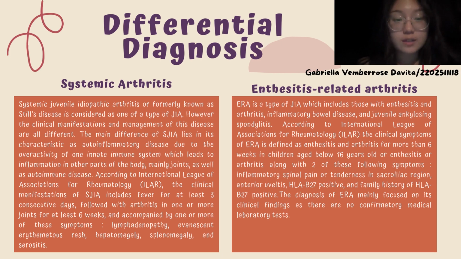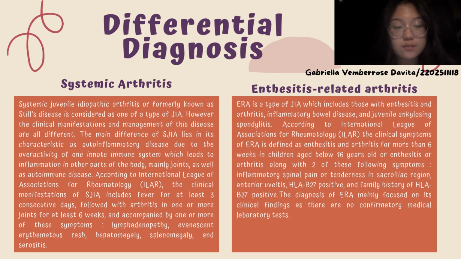I'll be continuing about the differential diagnosis of JIA. Systemic arthritis is one type of JIA. However, the clinical manifestations and management of the disease are all different. The main difference of systemic JIA lies in its characteristic as an autoinflammatory disease as well as an autoimmune disease.